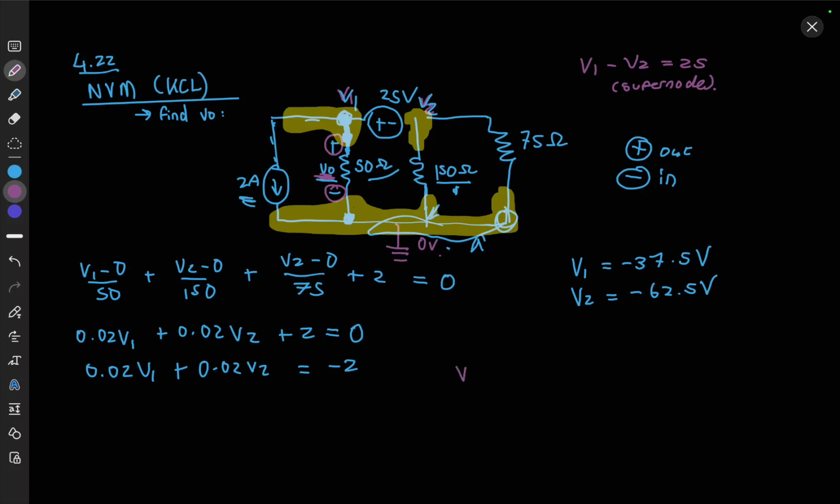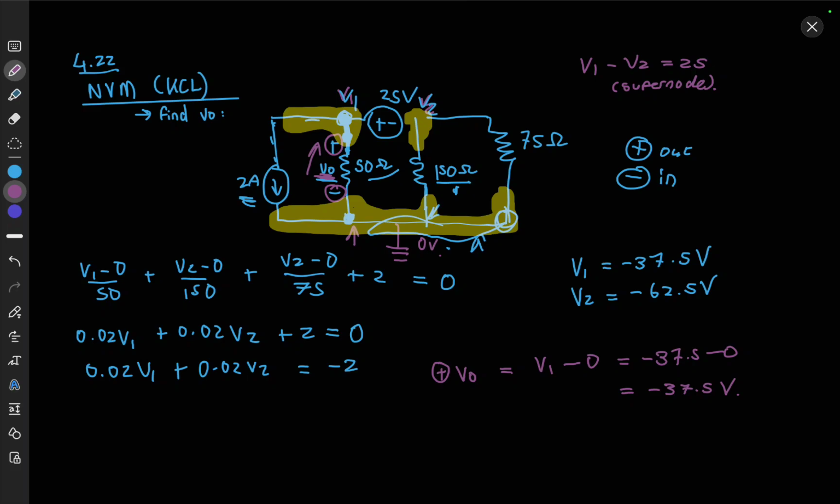So to get this V0, if you want it to be the positive value of whatever it's going to be, it's going to be the bigger one minus the lesser one. Because it's a voltage rise, it's going to be the bigger, like in inverted commas, bigger one minus the smaller one, which is going to be V1 minus this reference one, which is 0. So it's minus 37.5 minus 0, which is equal to minus 37.5 volts. And yeah, that is the correct answer.